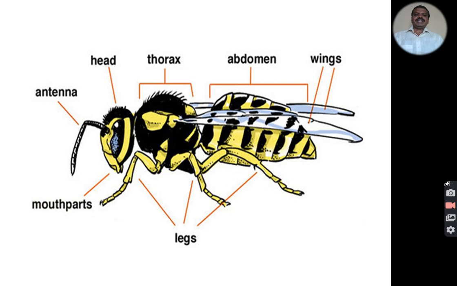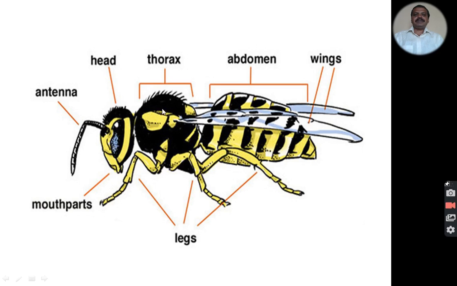This slide shows the diagram of the insect, where you can see the body is divided into 3 different parts: the anterior head region, middle thorax region and the posterior abdomen region. In the head region you can see a pair of compound eyes and a pair of antennae that serve as sensory structures. They are always helpful in recognizing the surrounding environment.